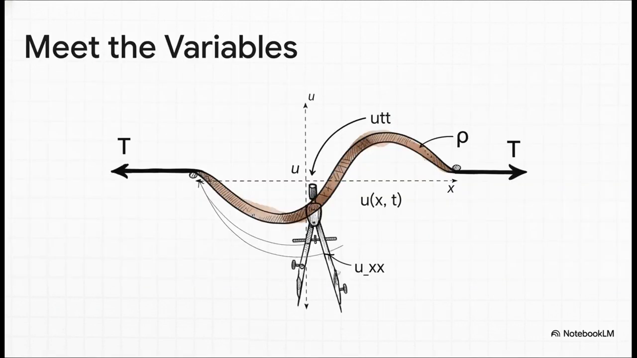Before we jump into the equation itself, let's meet the main players. We've got T for tension. That's easy enough. Rho is its density, basically how heavy the string is. U is just the vertical position of the string at any point x and any time t. Now these last two are the fun ones. They're partial derivatives. U_tt is its acceleration, right? How its position changes over time. But U_xx, that describes its curvature, basically how bent the string is in space. Keep that one in mind, it's super important.